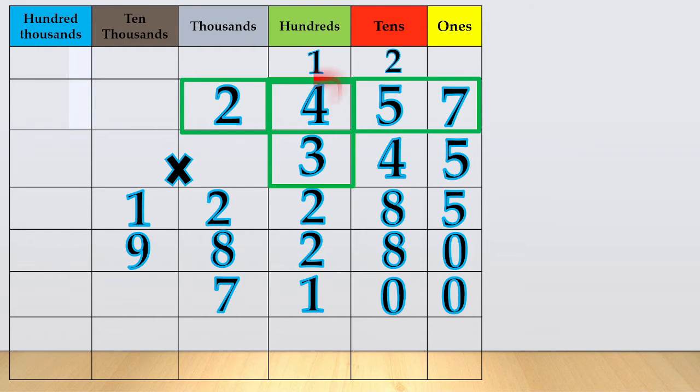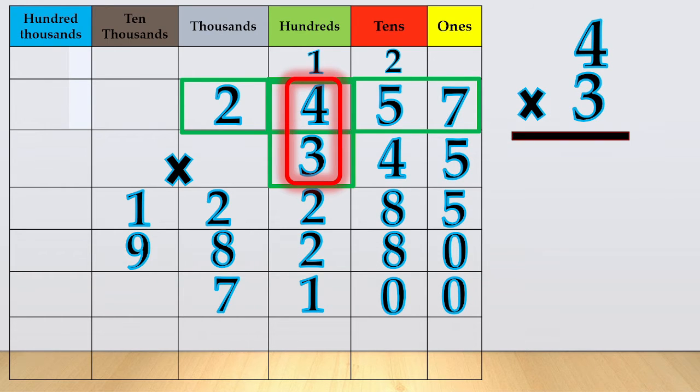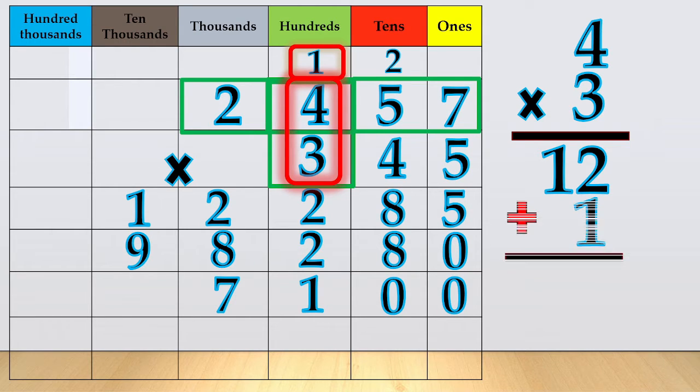Then, multiply 4 times 3. 4 times 3 is equal to 12. Add the 1 that we have carried over. So, 12 plus 1 is equal to 13. So, we need to regroup. 1 will be carried over in the thousands place column above 2 and 3 under the ten thousands column.